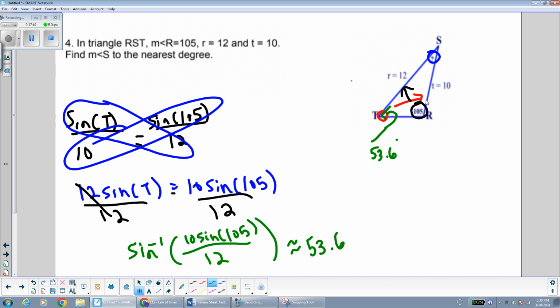I'm going to add that with the 105 degrees we already have inside the triangle. And I got about 158.6 degrees in total. And then I'm going to subtract that from 180 to find what the last angle of the triangle should be. And now I'm going to round to the nearest degree. And I found that angle S should be approximately 21 degrees.